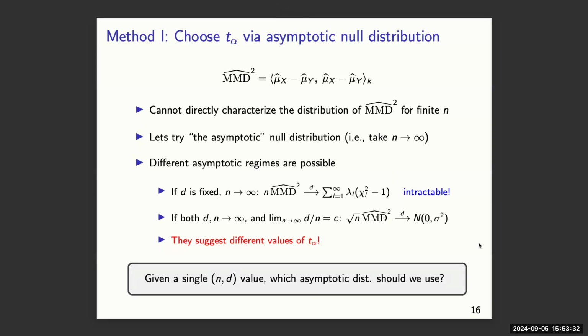Now, this leads us to the problem because from a practitioner's perspective, we have just one n and one d. So which sequence should we assume this belongs to? There's no a priori way of assuming that. And yeah, so that's the problem. And so this is what I mean when I say that the MMD tests are not dimension agnostic.